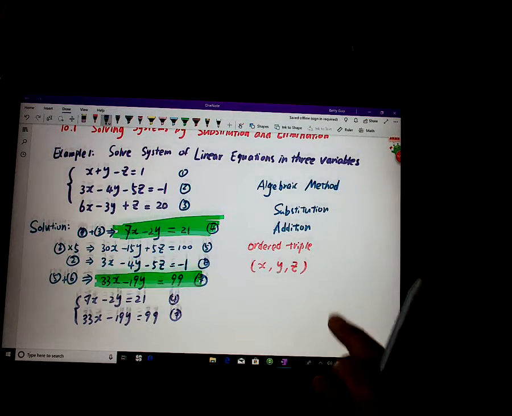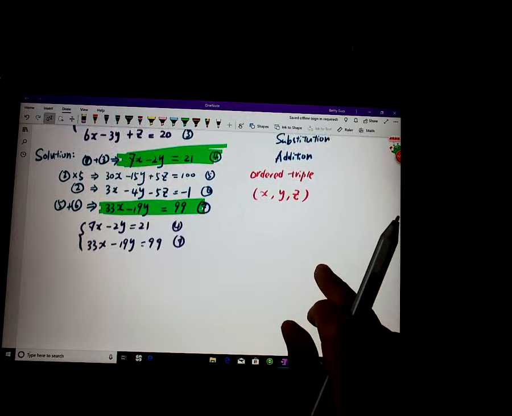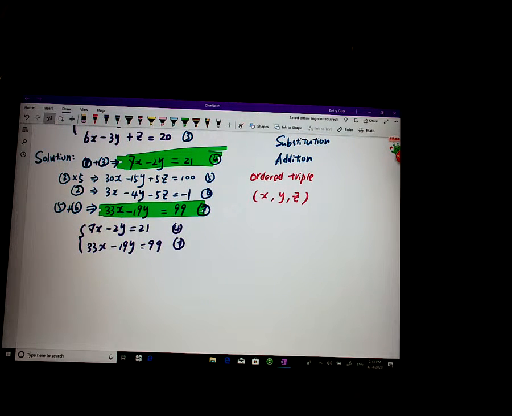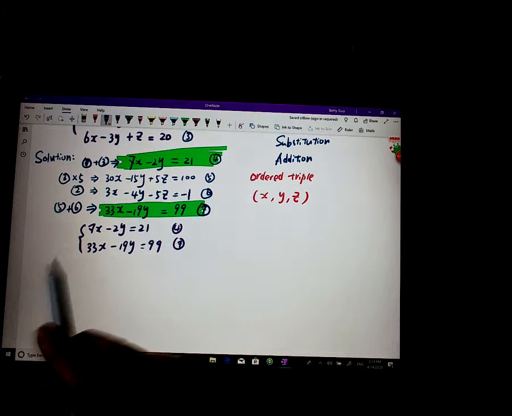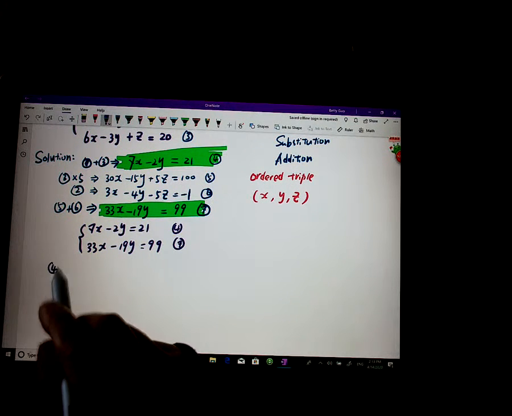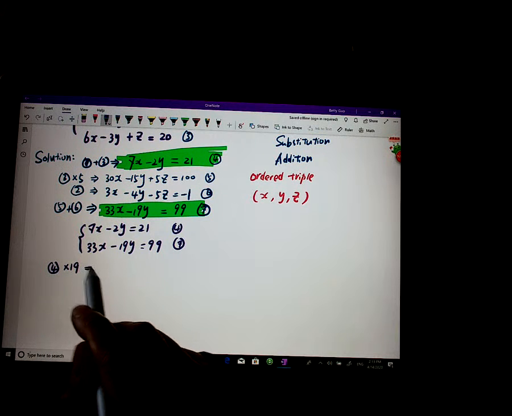This system only contains two variables, x and y. So we could either apply substitution method or addition method to solve this system for x and y. So this is what we are going to do. Since variable y has simpler coefficients, 2 and 19, actually negative 2 and negative 19, they are simpler than 7 and 33. So I'm going to multiply equation 4 by 19. Let's see what we have.